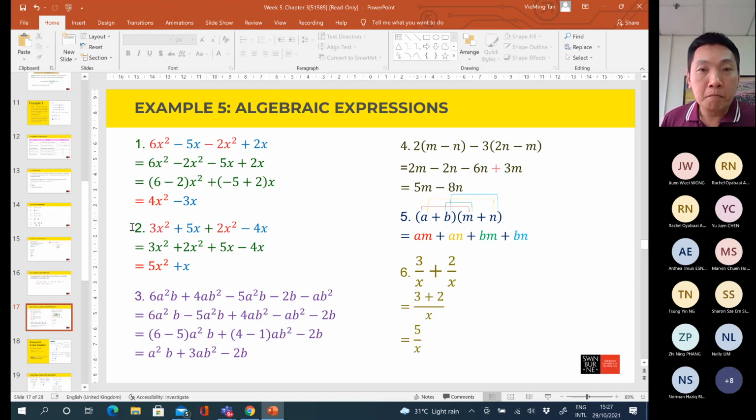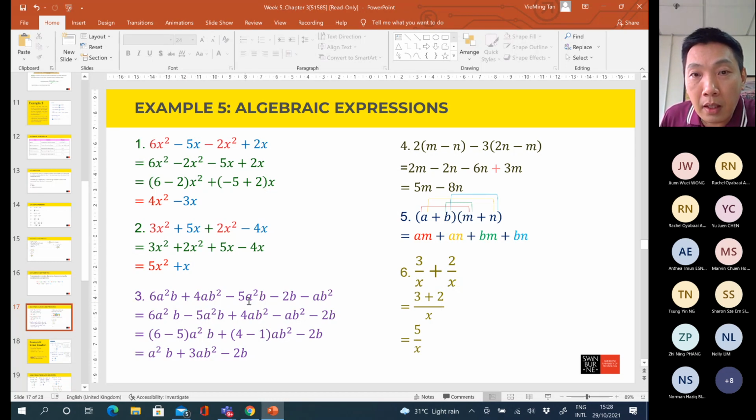Question 3. This one has many terms. 1, 2, 3, 4, 5 items. The first term we have a power 2 multiplied b power 1. Second term is a multiplied b power 2. You may find that these two terms have different unknown variables, different symbol. This is a power 2. This is a power 1. This is b power 1. This is b power 2. So these two terms cannot combine. Different species cannot combine.